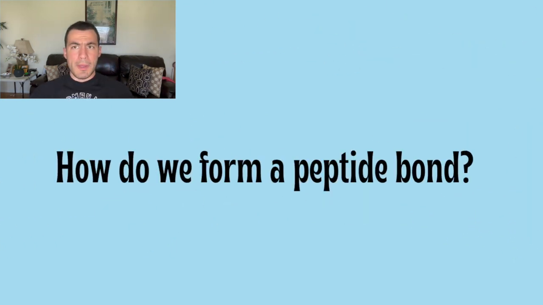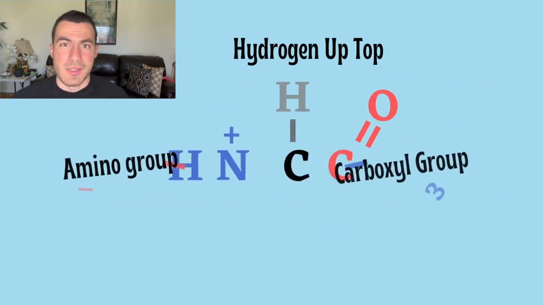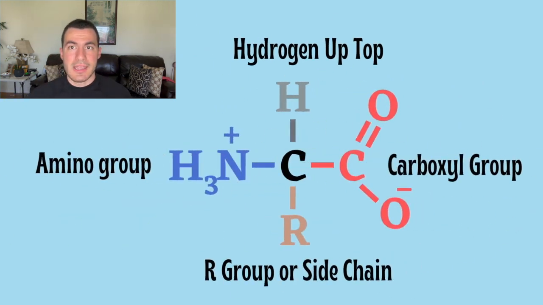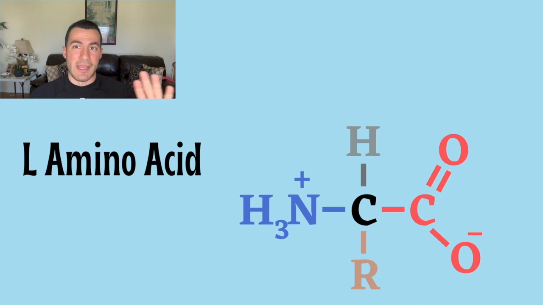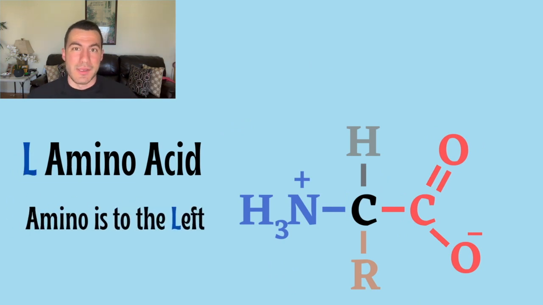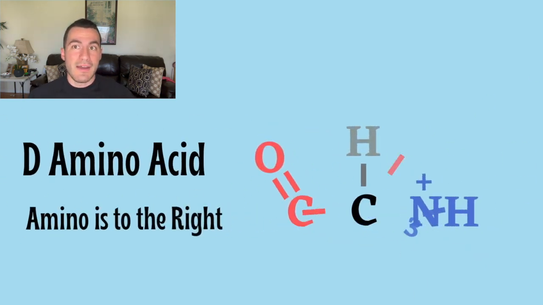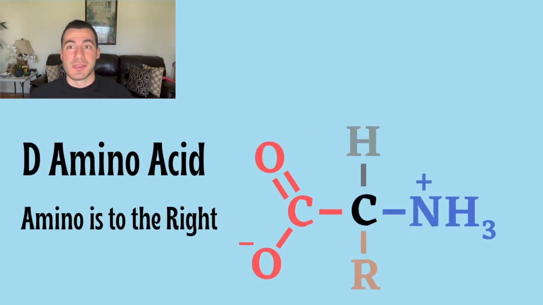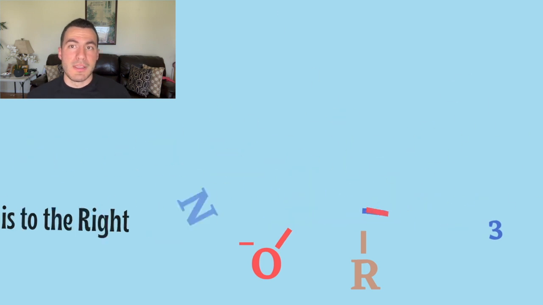So how do we form a peptide bond? We need to get into the organic chemistry of it specifically. In order to do that, we need to break down the structure of an amino acid. An amino acid has an amino group, usually to the left if it's an L amino acid, which is the type of amino acid that exists within our bodies. You can have the amino group be to the right, as in this other diagram that I'm showing here. However, if the amino group is to the right and the carboxyl group is to the left, that is called a D amino acid, which is most commonly found in bacteria.